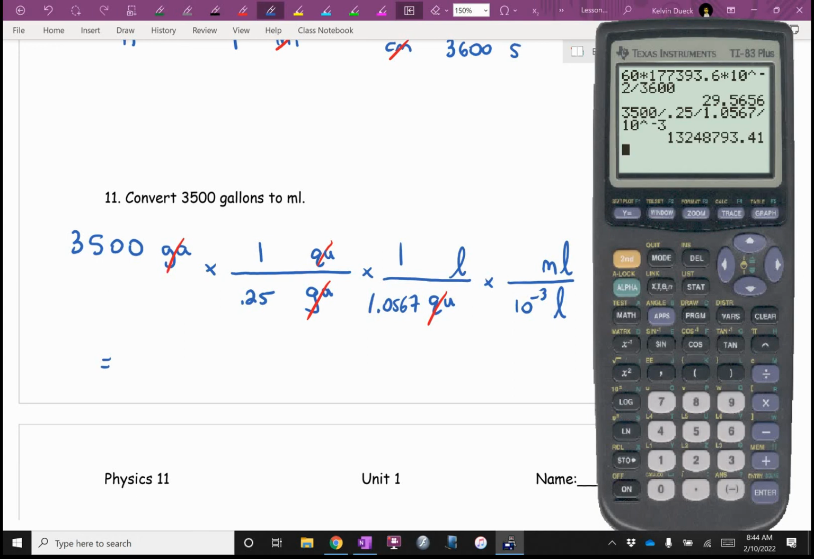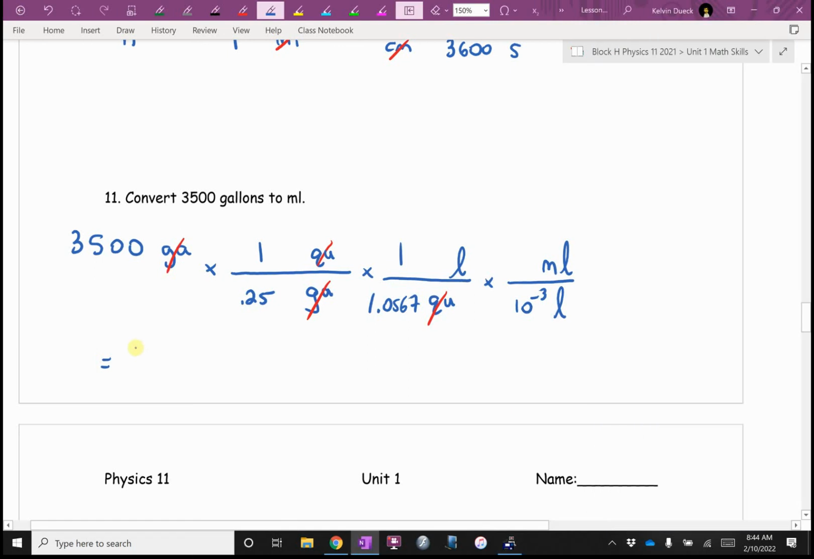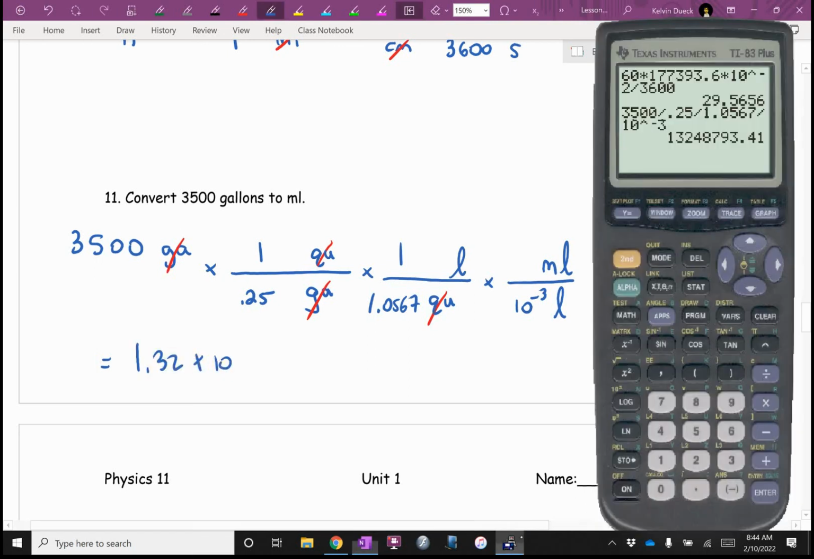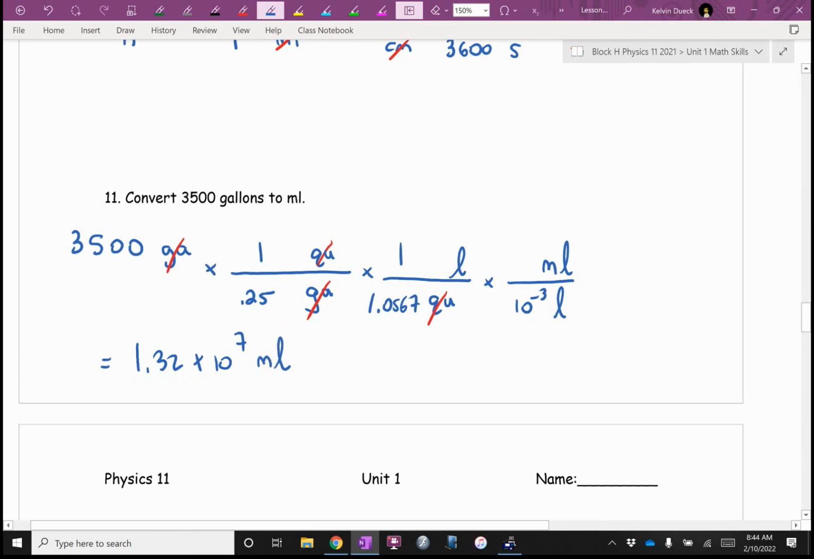You know what? Let's go to 3 sig figs and scientific notation because I don't feel like writing this whole thing out. 1.32 times 10 to the 1, 2, 3, 4, 5, 6, 7. That worked okay? Couple more, and then we're going to go win a lottery.